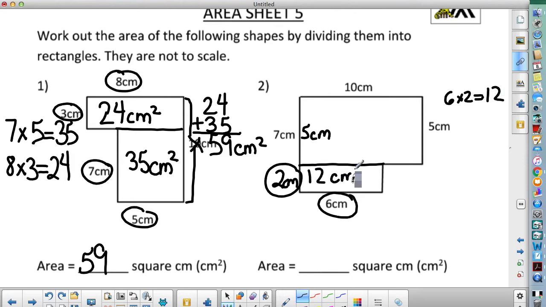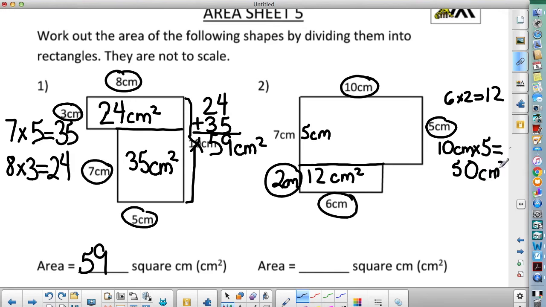So 12 centimeters squared for the smaller rectangle. Now let's focus on the larger rectangle. Now we have 3 numbers here. Now we need to know we're not going to use 7 because 7 is for the longer side. So we have 10 that we're going to use and 5 that we're going to use. So that is 10 times 5, and that equals 50 centimeters squared.